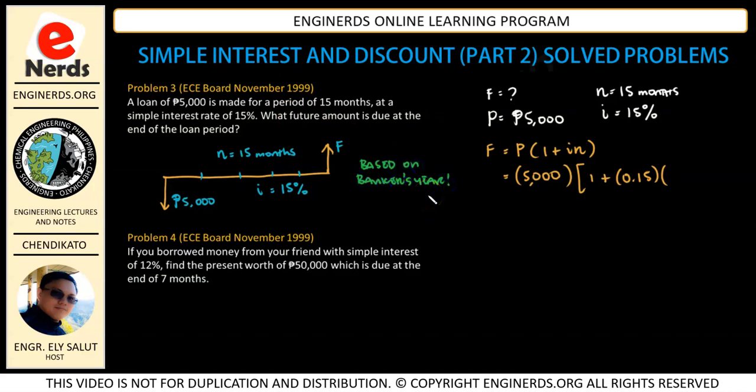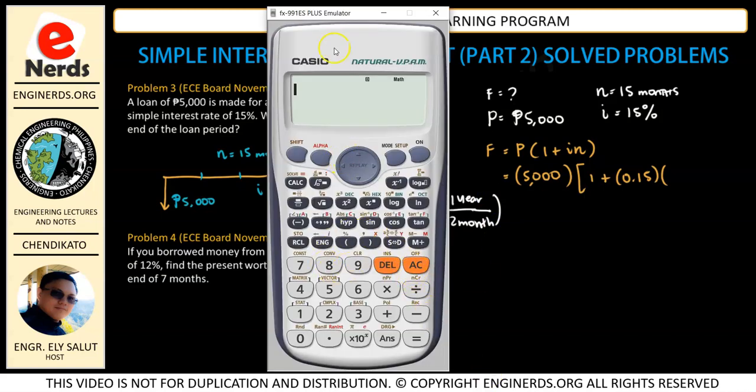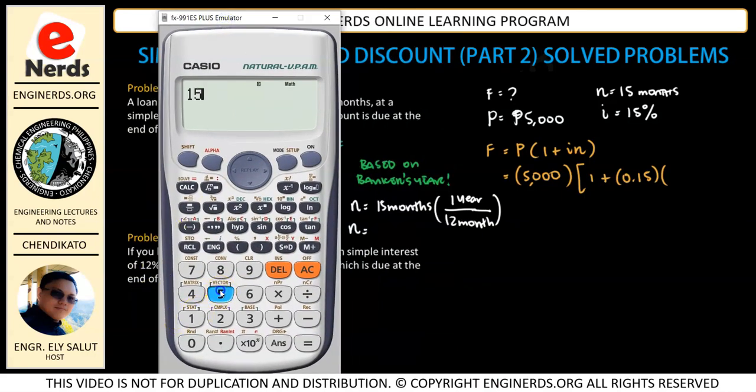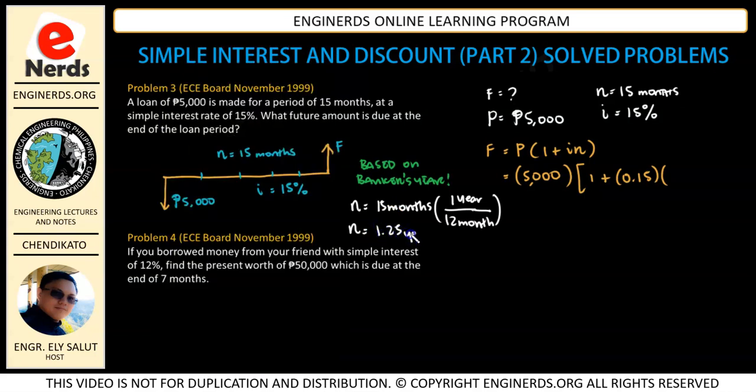Okay, so if this is based on the banker's year, our N is equal to 15 months times, in 1 year we have 12 months, so therefore we have 1 year here. So our N is equal to, let's check our calculator, 15 divided by 12. So we have 1.25 years, no? So our N is equal to 1.25 years. Okay, because our months here will be canceled out.